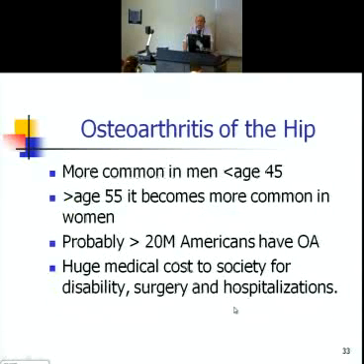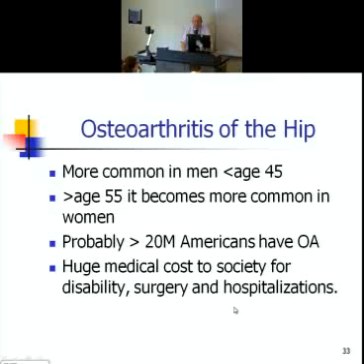So osteoarthritis of the hip, more common in men, if we look at men and women before the age of 45. Remember, again, avascular necrosis, more common in men. Once we get past the age of 55, it becomes more common in women because now the offending pathological process is osteoporosis, which is more common in women than men.